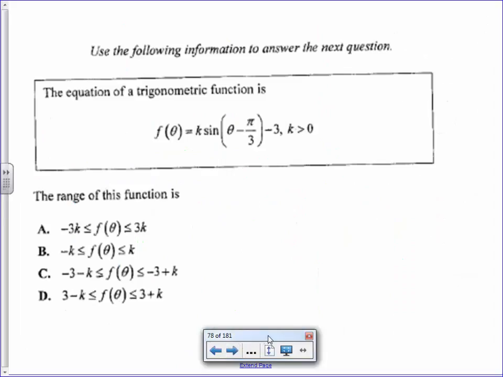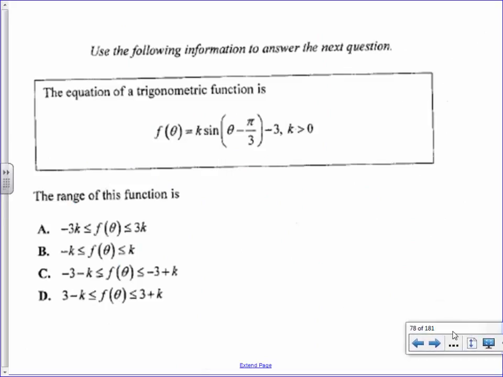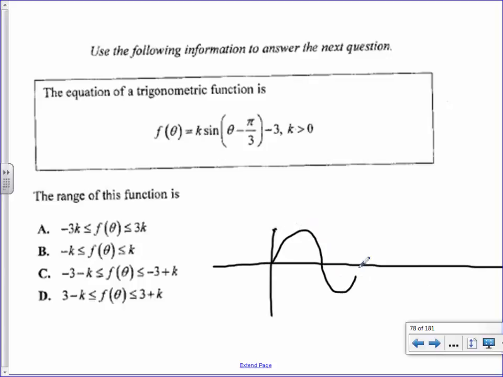So let's try some questions. You should mostly be tested on sine and cosine graphs. I'm not expecting a lot on tan, cosecant, secant, or cotan, but like I said, I just want to make sure I'm thorough. So here's a sine graph. What does a normal sine graph look like? Goes up and down like that. That's what a normal sine graph looks like.